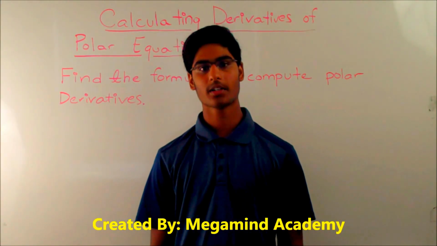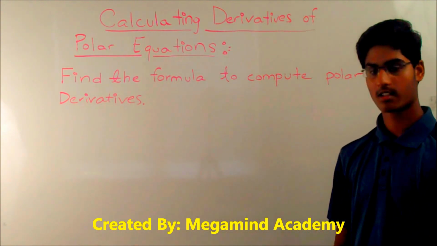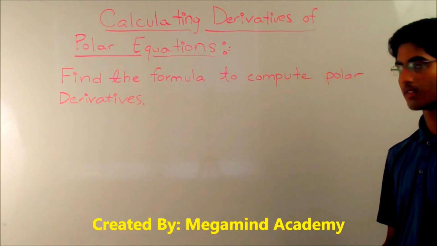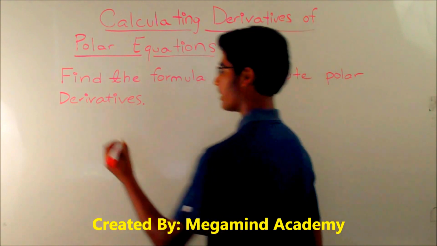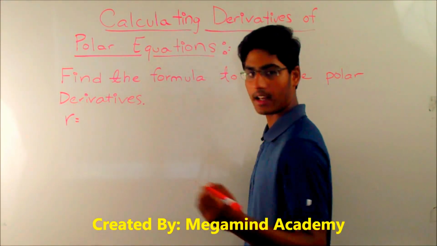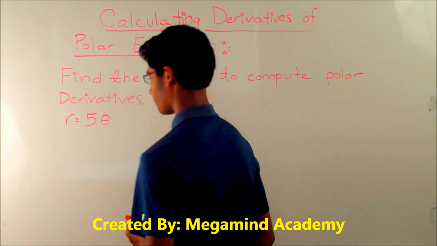Hi! Today we're going to learn about calculating derivatives of polar equations. Let's say we have to find the formula to compute polar derivatives. How do we do this? Well, first off, we know that a polar equation is written in the form of r is equal to something in terms of theta. An example would be r is equal to 5 theta.